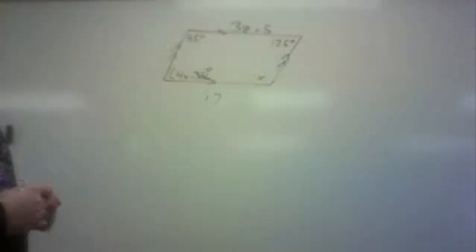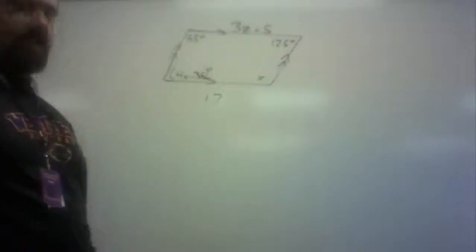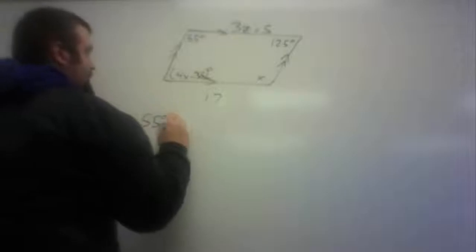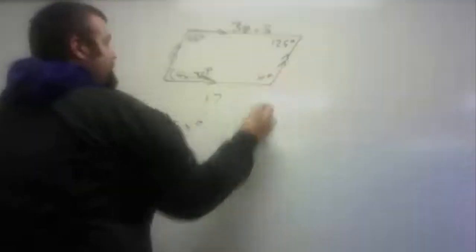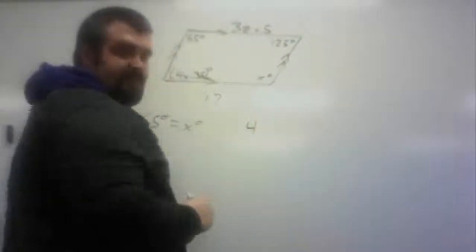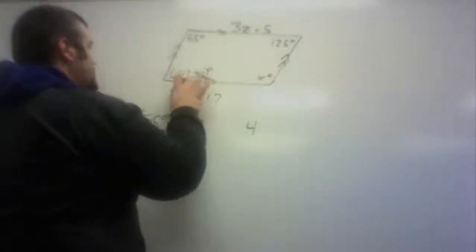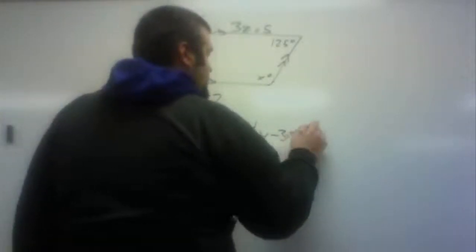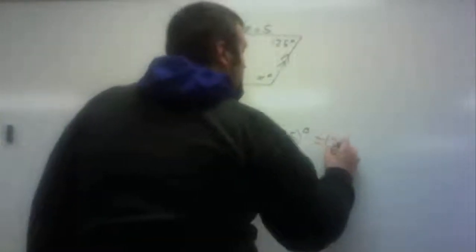So I look, well, if it's a parallelogram, I know the opposite angles are congruent. So opposite angles: 55 degrees has to equal x degrees. Alright, what else do I know is true? Well, this here, did I use x twice? Nope, that's a y, my bad. 4y minus 35 degrees equals 125 degrees.